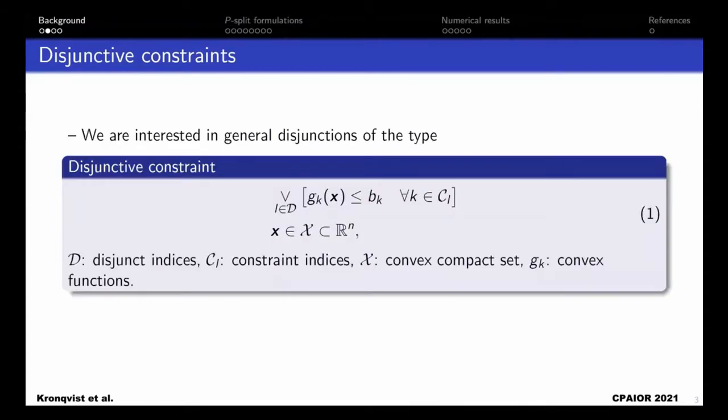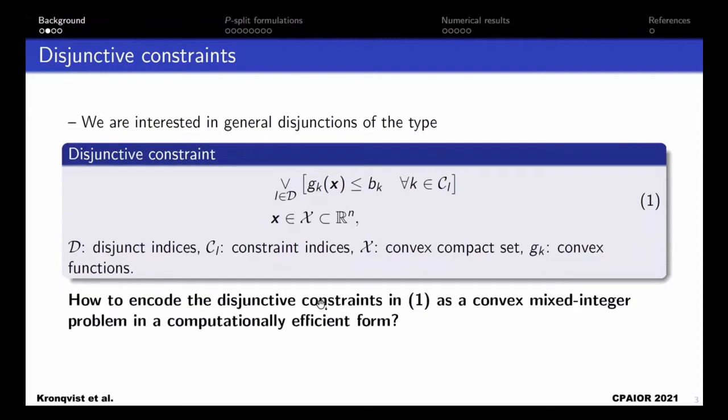And we are interested in general disjunctions of the following type, where we can have multiple terms in the disjunction represented by the index set D. We may also have multiple constraints in each disjunct, here represented by CL, and the variables x are restricted to a convex compact set, and we assume that all the functions g_k are convex functions. And the main question that we are addressing here is how to encode the disjunctive constraints as a convex mixed integer problem in a computationally efficient form.